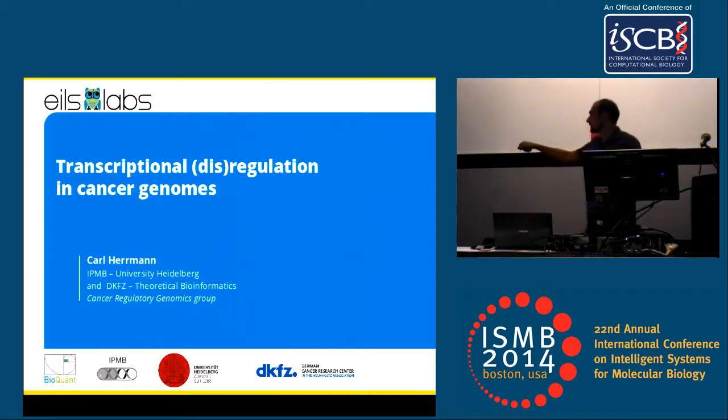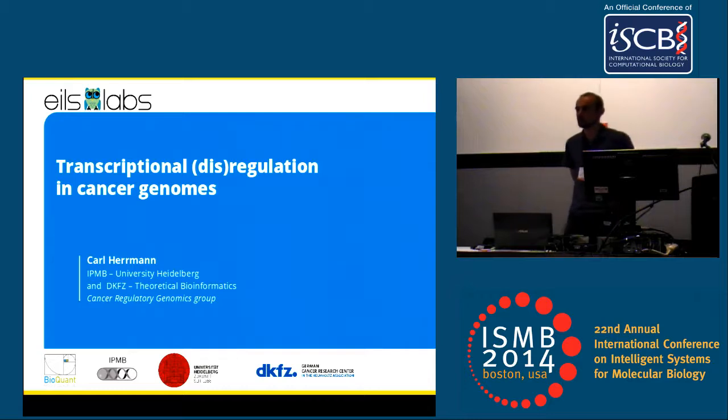We are the Cancer Regulatory Genomics Group, part of the Department of Theoretical Bioinformatics of the German Cancer Research Center. As such, we're interested in transcriptional regulation, in particular in the context of cancer genomes and transcriptional dysregulation. So we're interested in everything that goes wrong in transcriptional regulation.